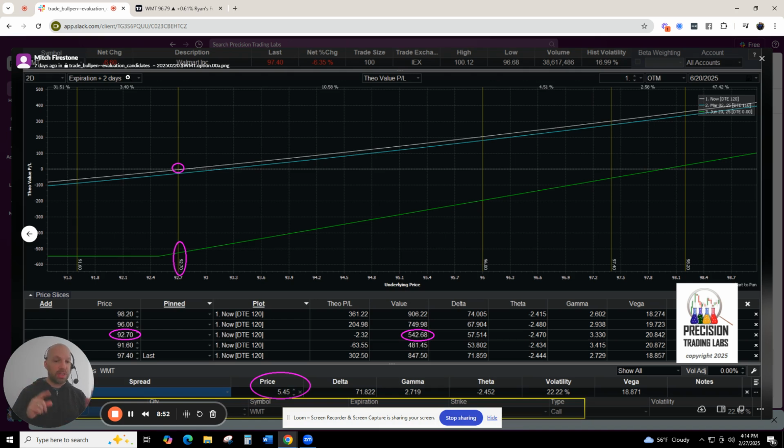I'm signing off now, but this is how you combine, in this case, a demand zone with gaps to get a little bit larger of a profitable trade.